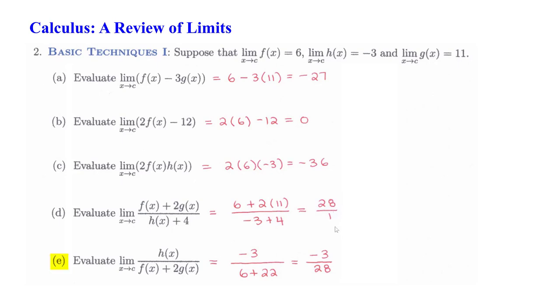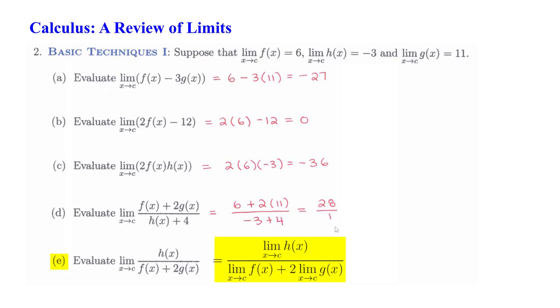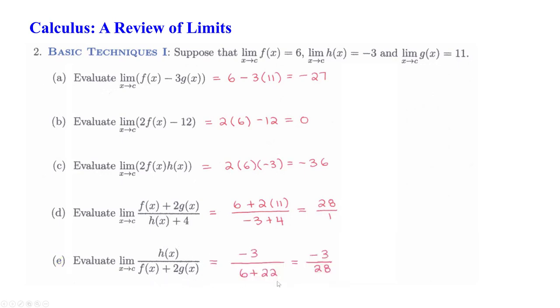And again, finally, we have another quotient to consider, and since the limits of these 3 functions exist, as long as the denominator is not going to 0, which it isn't, it's going to 28, we know that the limit of this quotient will exist. Now, if this limit did go to 0, we wouldn't know how to proceed without more information. Obviously, that wasn't the case here. These are just basic techniques, and that would be a slightly more involved problem.